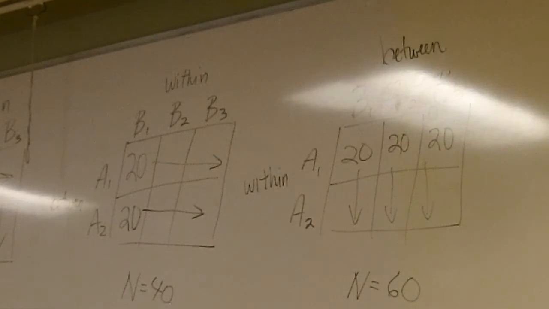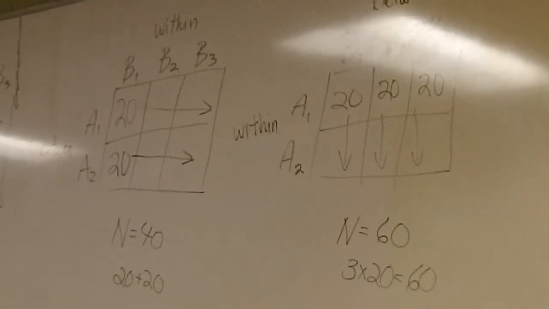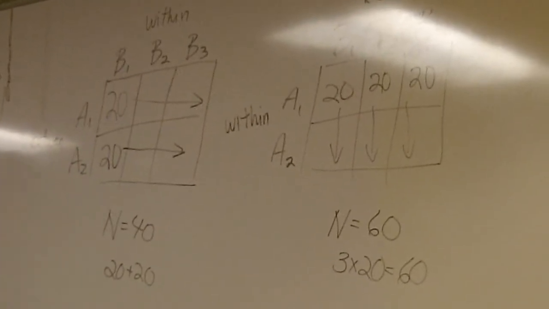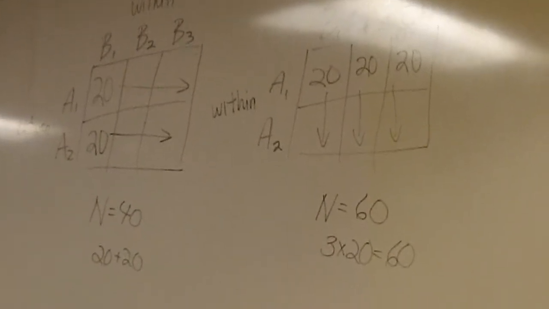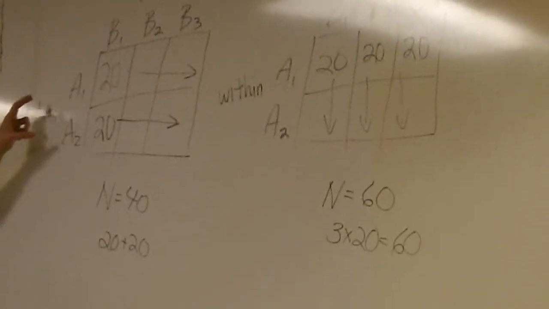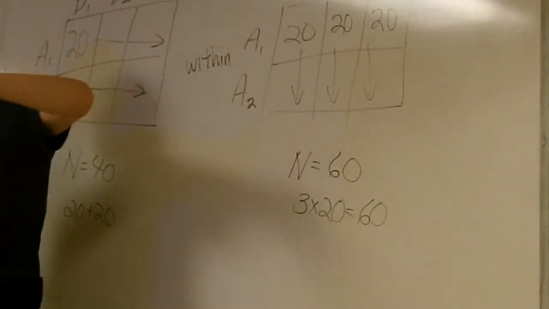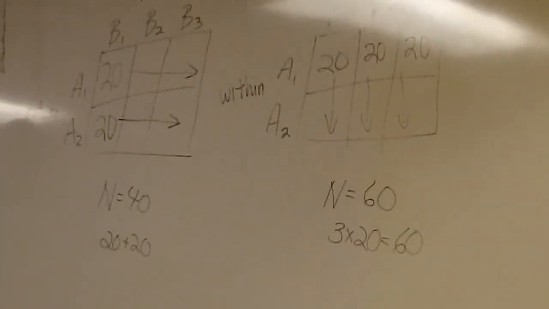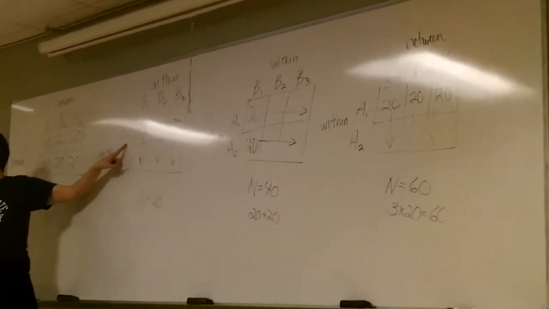So if you think about how many conditions you have that are between subjects, that will give you a hint about where to start. Because you notice here we have six conditions where everything's between subjects and it's 6 times 20. Here the between subjects variable has two levels, so it's 2 times 20. And here the between subjects variable has three levels and it's 3 times 20. And of course, if there's no between subjects variable, everything's within, then you don't have to repeat anybody, so it's just 20.